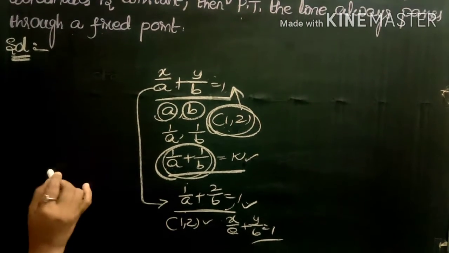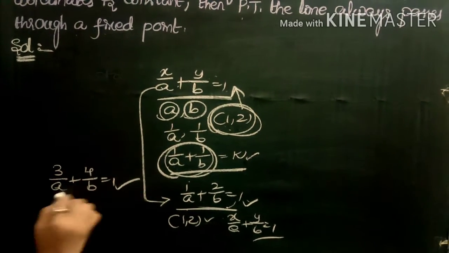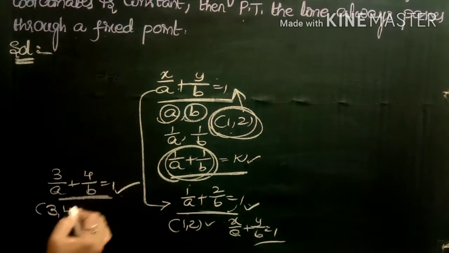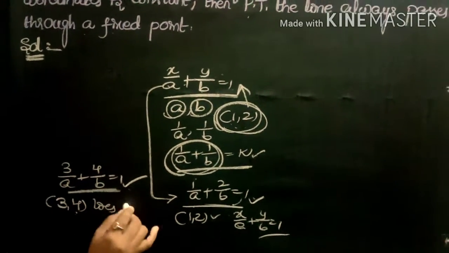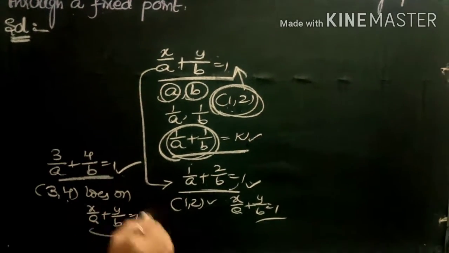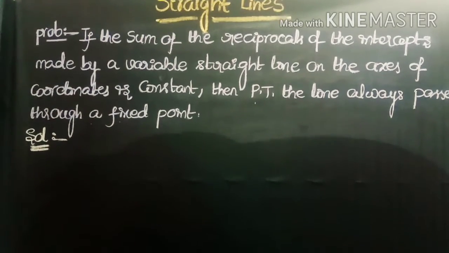For example, if you have an equation like 3/a + 4/b = 1, what is the meaning of this equation? Now clearly from this equation we can say that the point (3, 4) lies on the line x/a + y/b = 1. That is the meaning of this equation. Now coming to the given problem, what is the given data?